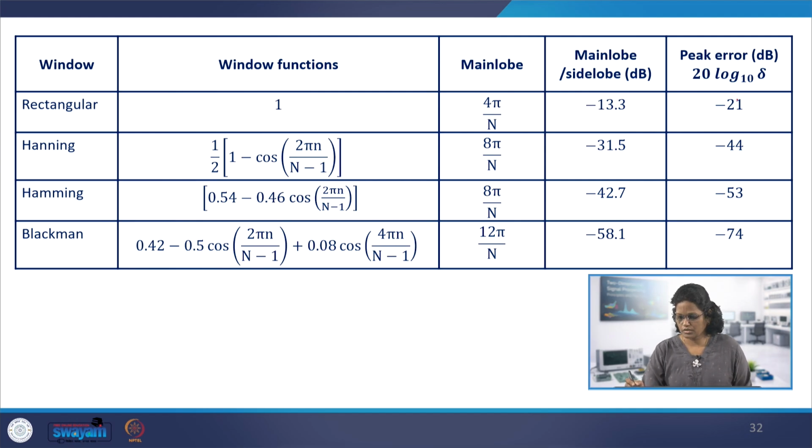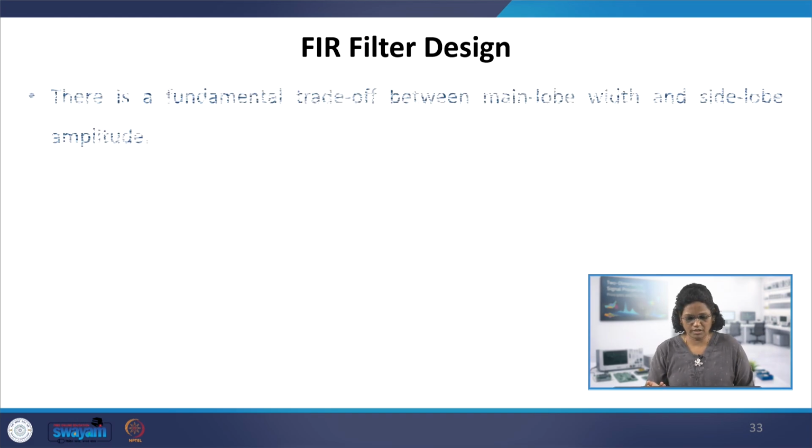This is also called the stop band attenuation, that is, how much stop band attenuation this window can offer. In the design it will be used; say the rectangular window can offer minus 21 dB stop band attenuation. This is a standard we use in the design: minus 44, minus 53, minus 74. So this gives better stop band attenuation, but the main lobe width is increased. Increasing main lobe width causes the transition width to increase.